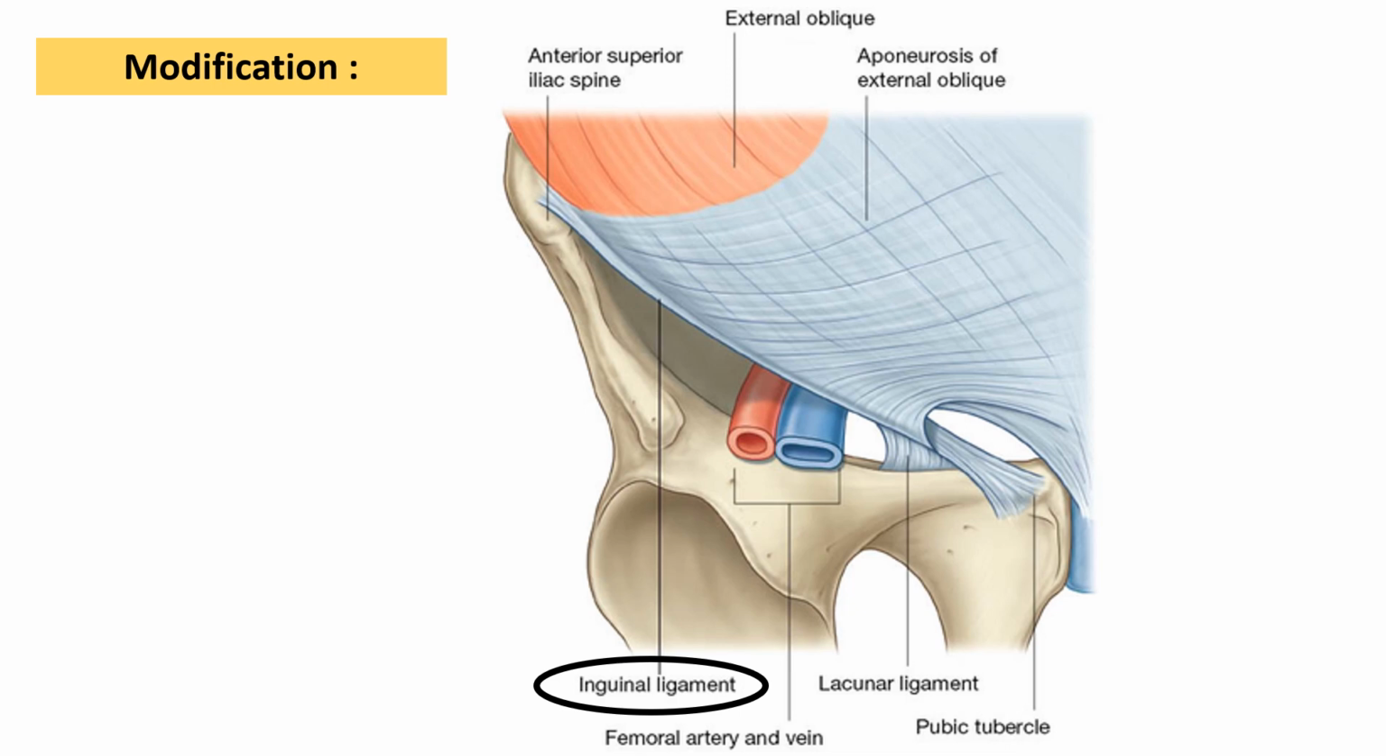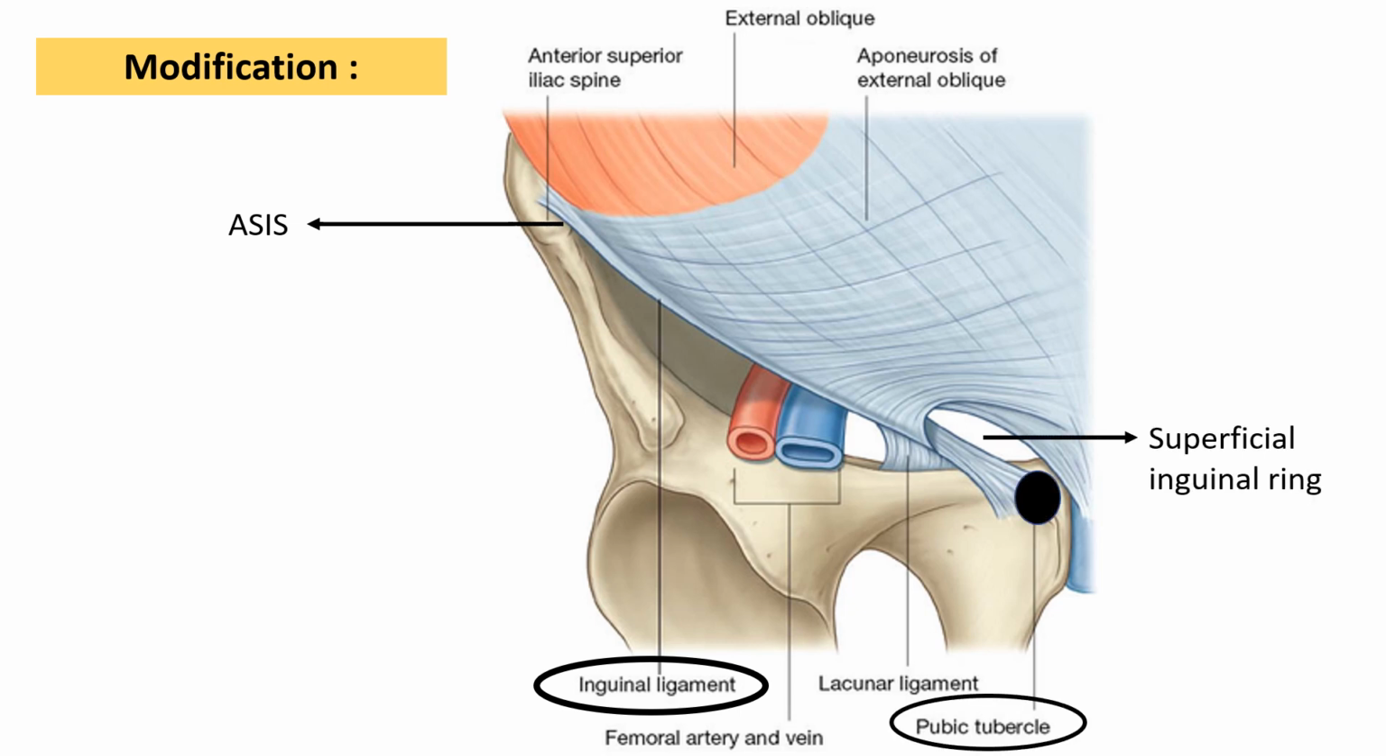Laterally, the inguinal ligament is attached to the anterior superior iliac spine, and medially it is attached to the pubic tubercle. At the level of the pubic crest, you can see the external oblique aponeurosis shows a triangular gap having a superior crest and an inferior crest. This opening is called the superficial inguinal ring, which is very prominent in males, via which the spermatic cord will descend down.